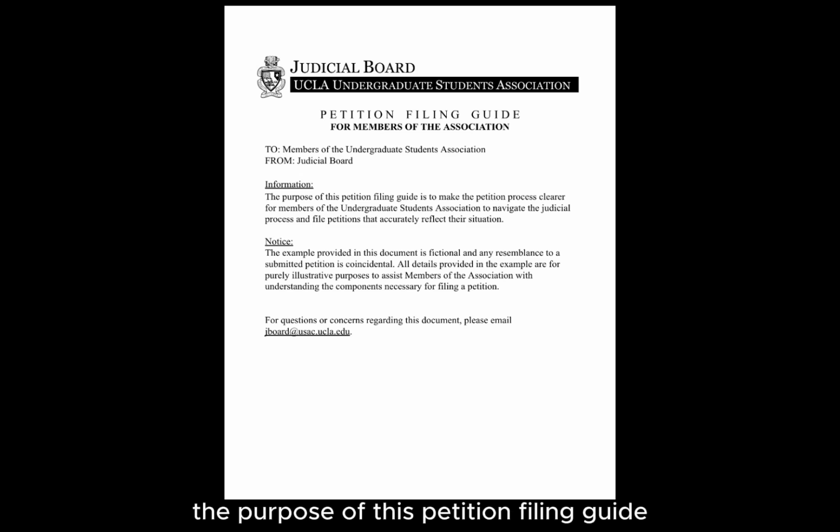The purpose of this petition filing guide is to make the petition process clearer for members of the UCLA Undergraduate Students Association to navigate the judicial process and file petitions that accurately reflect their situation. Keep in mind, the example provided in this document is fictional, and any resemblance to a submitted petition is coincidental. All details provided in the example are for purely illustrative purposes to assist members of the association with understanding the components necessary for filing a petition.